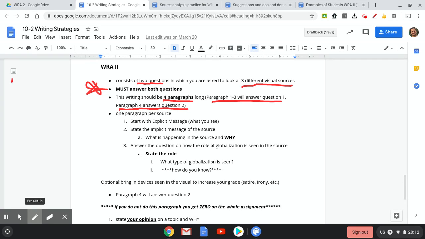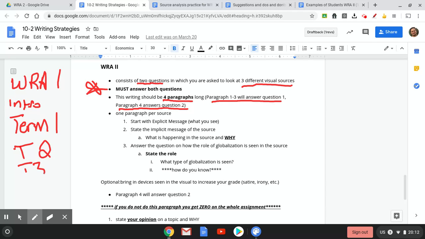Let's just show you a little bit of what that looks like. On the left side, we have a WRA1. We had an intro, term 1, term 2, term 3, and a conclusion. This is a different format. There is no intro in a WRA2, so scrap that off. The way this works is you're doing three different source analyses. So paragraph 1 is source 1.